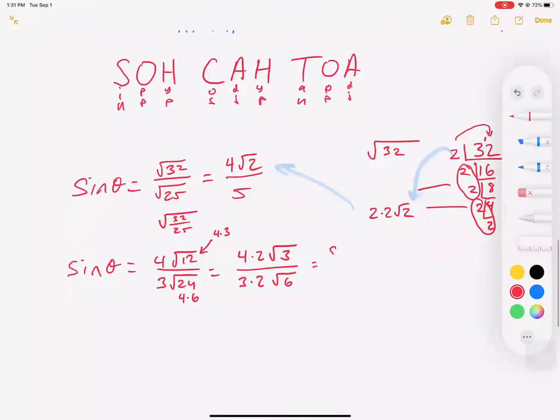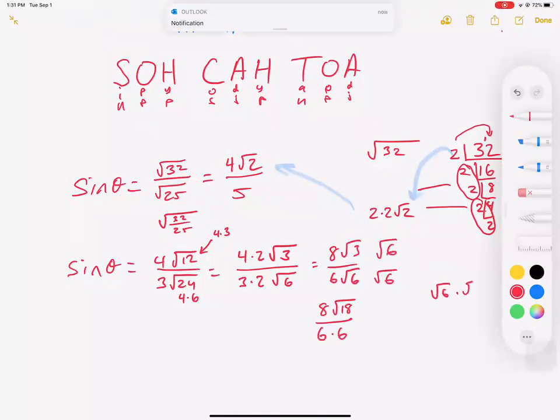We can reduce this: 8 square root of 3 over 6 square root of 6. That still doesn't work for me. And now there's a couple ways of doing this. We can either divide it or we can just move the square root to the top. If I multiply both sides by square root of 6, this becomes 8 square root of 18 over 6 times 6, because square root of 6 times square root of 6 is just 6. We can rewrite this as 8 over 36, square root of 18.